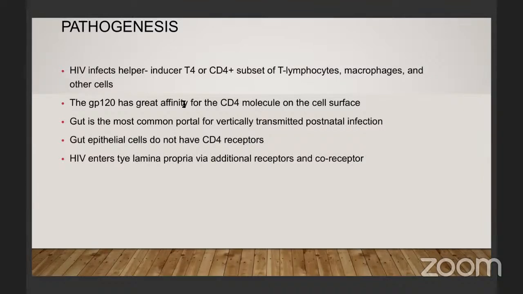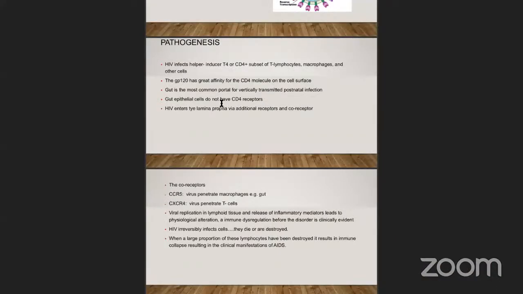So the gut is the most common portal for vertically transmitted postnatal infections, but it does not have CD4 receptors. So HIV enters via the co-receptors.